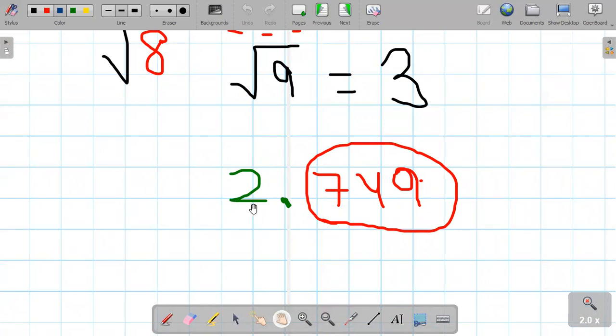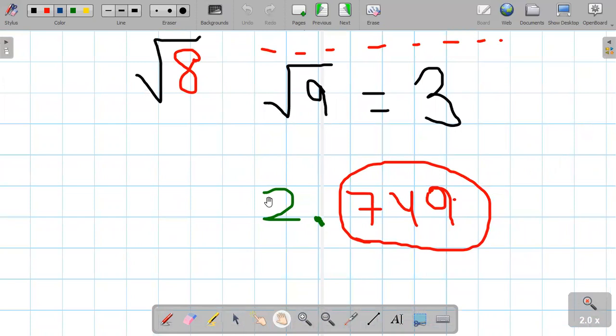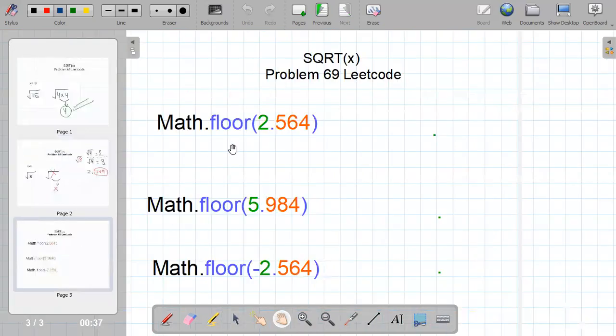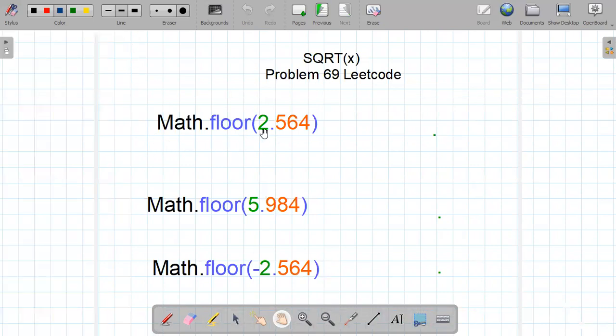So how do we achieve this type of answer and ignore the decimal values? We have an inbuilt function in JavaScript, that is Math.floor. Math.floor will convert our decimal value into the lowest integer. For example, if we have the number 2.564, the lowest possible integer is 2, so our answer will become 2.